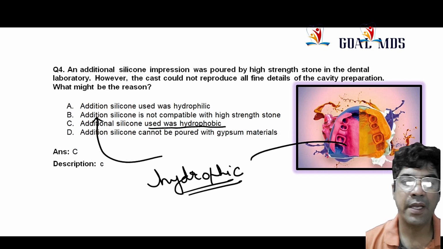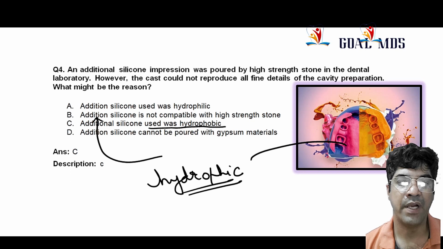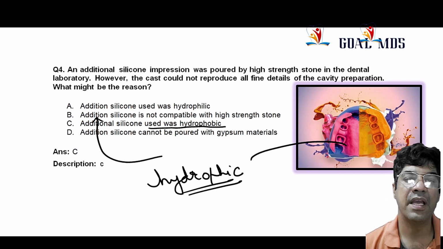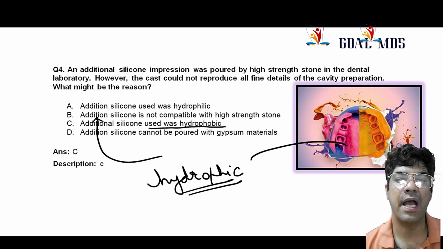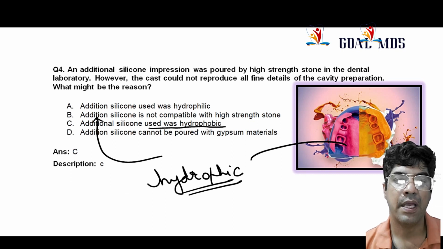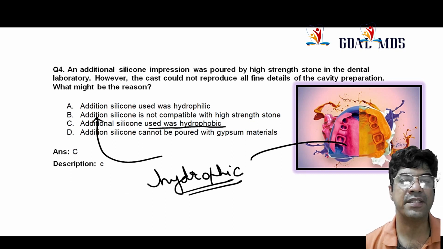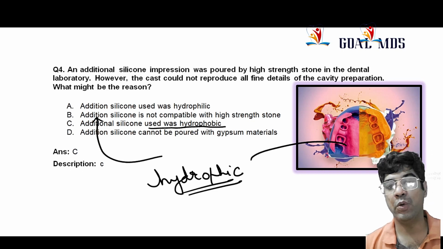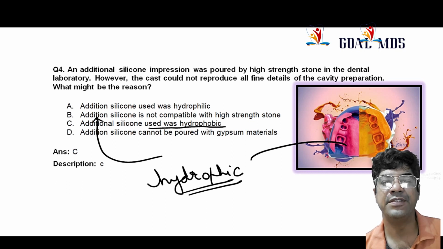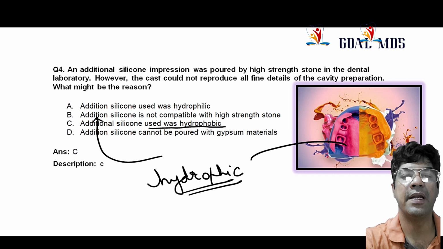So hydrophobic impression material will have difficulty capturing the fine details in a moist or wet environment. That can result in less accurate reproduction of the prepared tooth surface. In contrast, the hydrophilic impression materials are designed to have better moisture control, and they can reproduce all the fine details more effectively in a wet environment like the mouth.